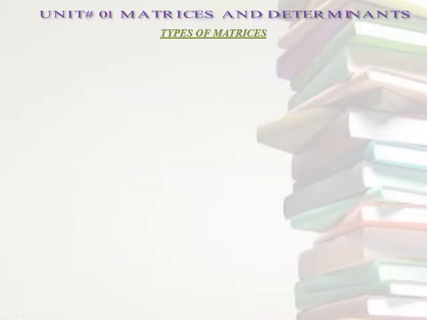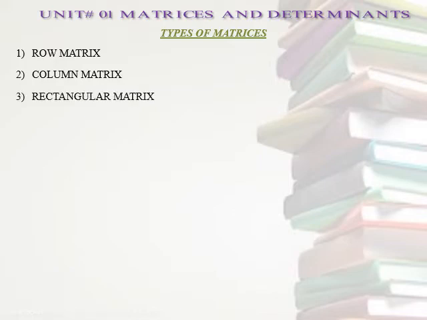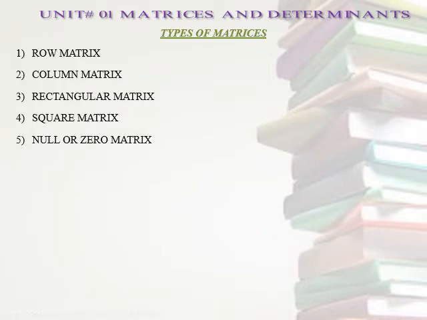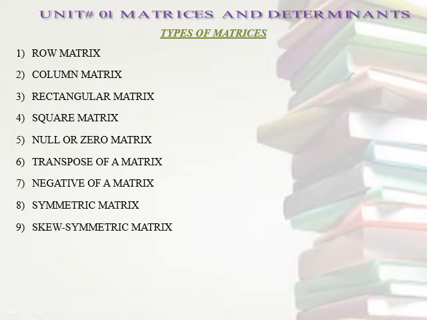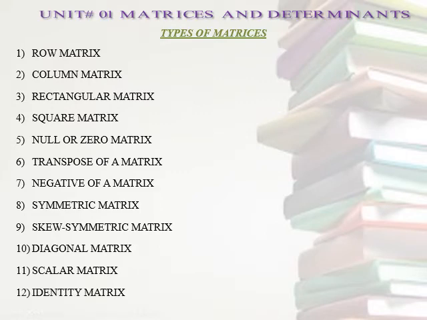Let's see the types of matrices. Row matrix, column matrix, rectangular matrix, square matrix, null or zero matrix, transpose of a matrix, negative of a matrix, symmetric matrix, skew symmetric matrix, diagonal matrix, scalar matrix, and identity matrix.